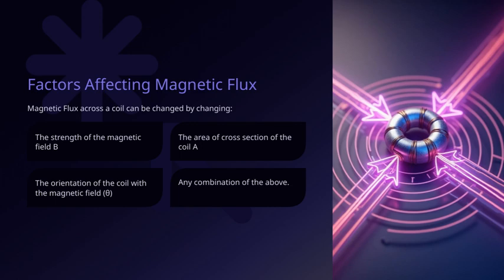Then, there's the strength of the magnetic field itself. A stronger magnetic field results in a greater flux passing through the coil. In essence, the magnetic flux isn't fixed. It can be altered by adjusting any of these factors: area, orientation, or magnetic field strength. Understanding how these elements interact helps us control and predict electromagnetic induction in various applications.